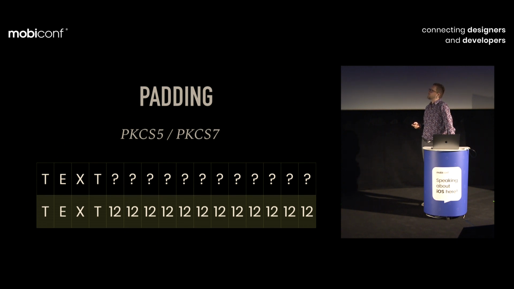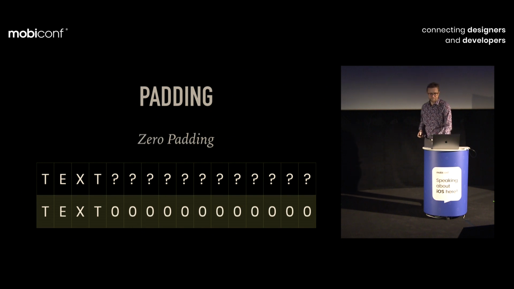PKCS7, good name, works like this. Let's say that our message is just text. So we have these remaining bytes, right? What do we do? Well, we put the number of the remaining bytes in each cell here. So when we decrypt, we just get the last value, and we know that we should discard 12 bytes, and the text will be the output.